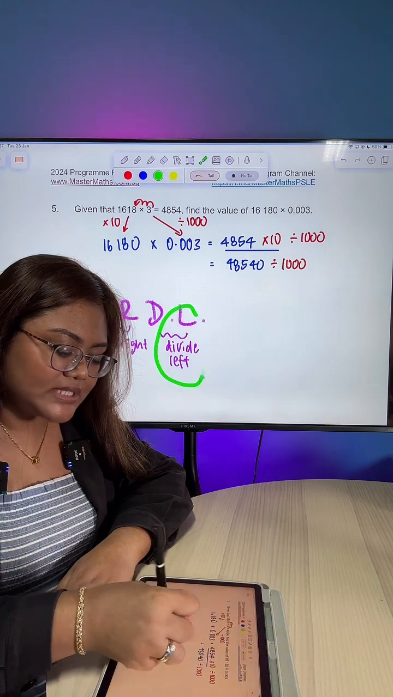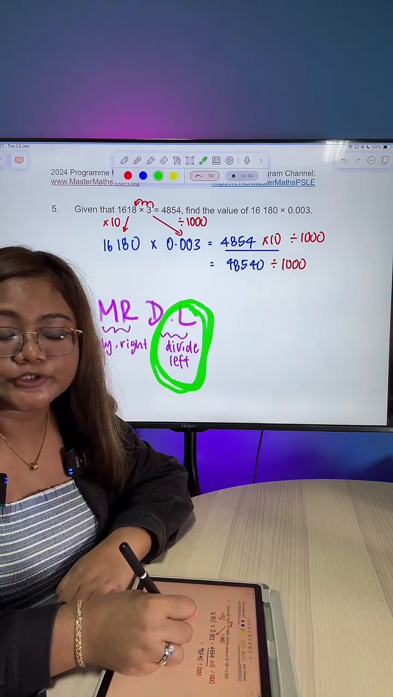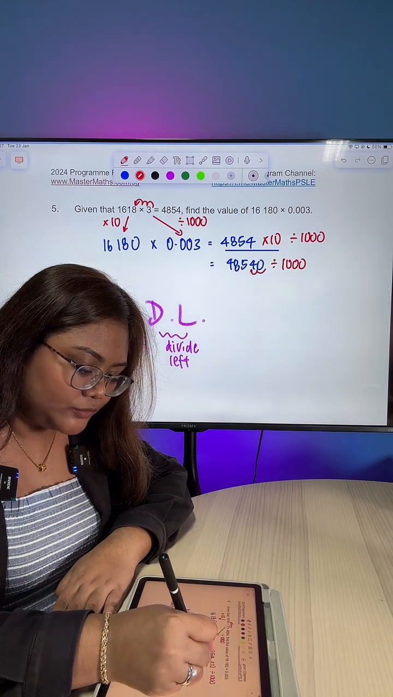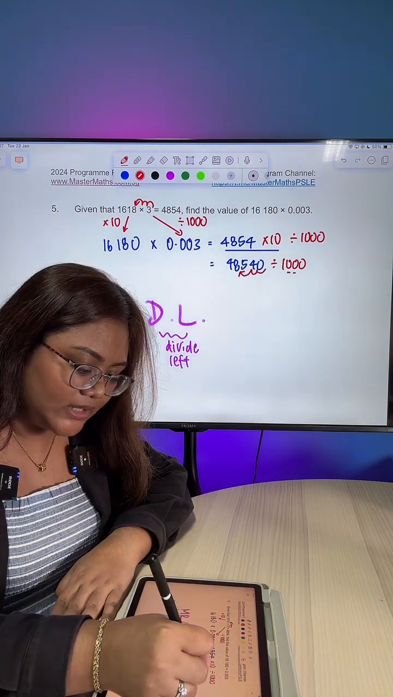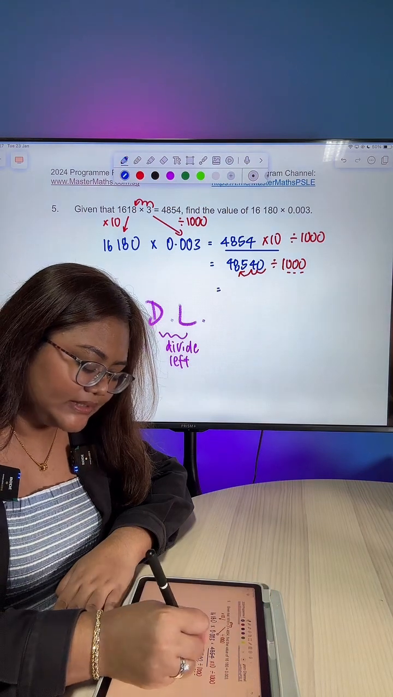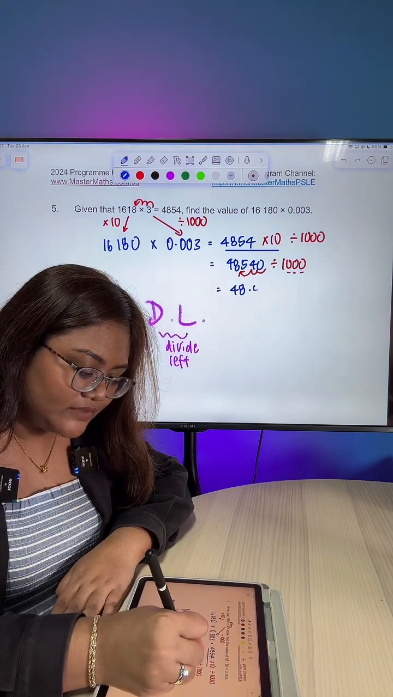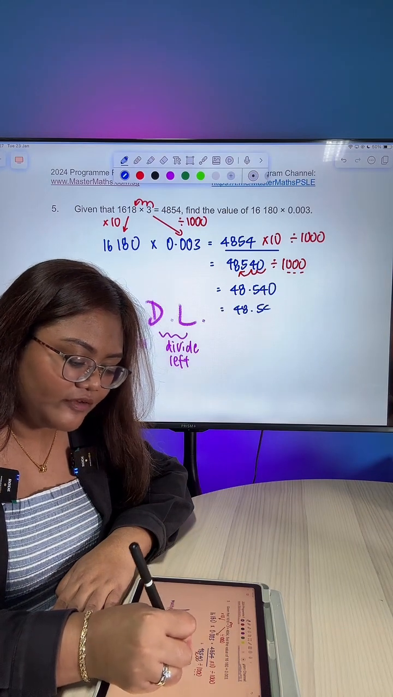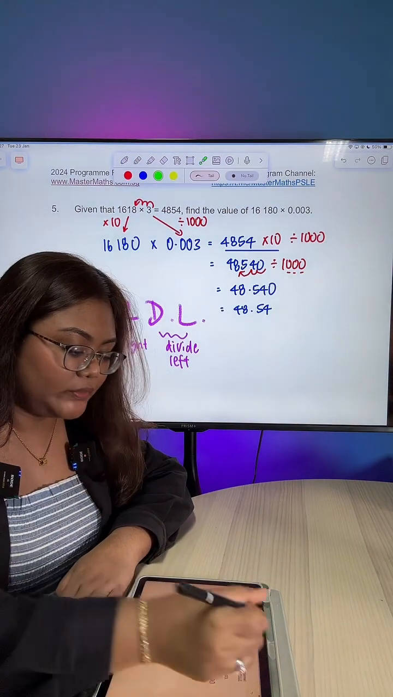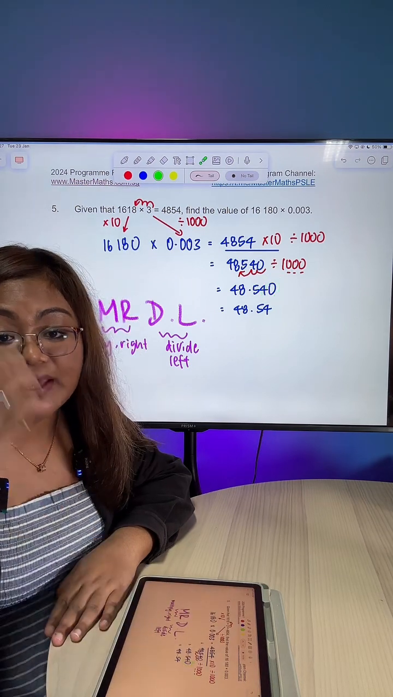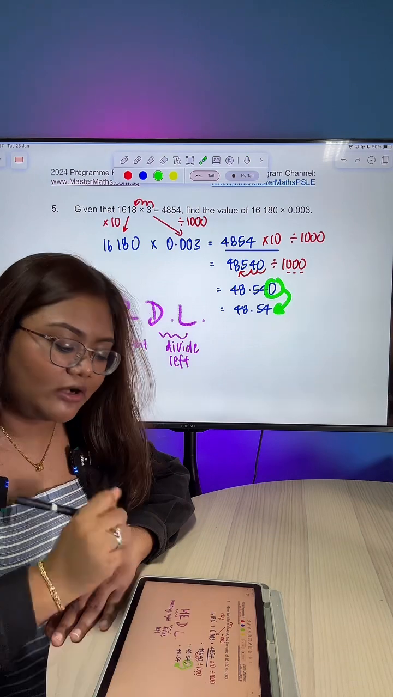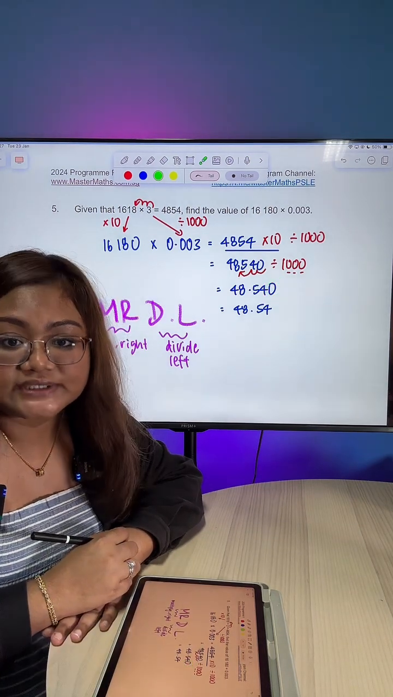Again, divide by 1,000 means I am moving my decimal point to the left. So I am moving my decimal point 1, 2, 3 places to the left. And that is how I get my answer as 48.540, which is the same as 48.54, because this 0 here has no significant value. It has no value, so we can just drop it. And that's how I got 48.54. Got it?